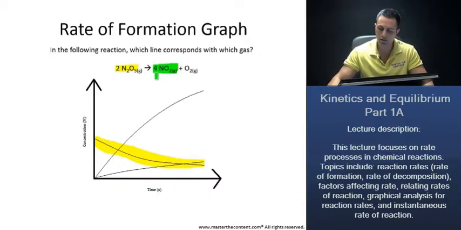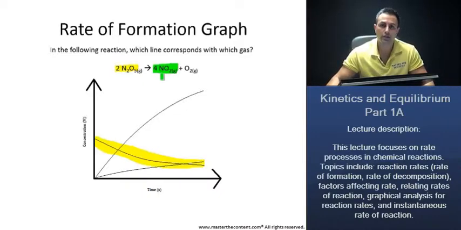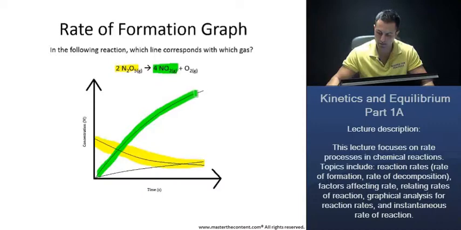Moving on, we see in the formation that we get 4 moles of nitrogen dioxide for every mole of oxygen gas. Therefore, we know that we're going to have a lot more nitrogen dioxide forming at a higher rate. If we look at the concentrations, it's safe to assume then that nitrogen dioxide is that line on the graph, leaving behind oxygen down here. Okay, great.